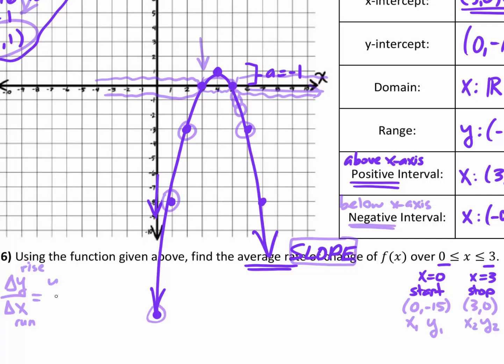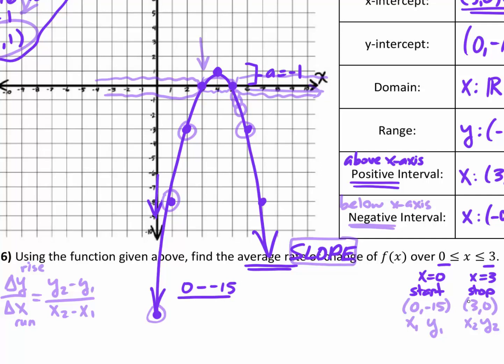The little formula that goes with this is y2 minus y1 over x2 minus x1. Okay, having delta y, delta means the change. And so we're finding the difference between those two y values and the difference between those two x values. So it's as simple as just putting these different numbers in. y2 is 0, subtracting y1, which is negative 15. Notice I'm subtracting a negative.